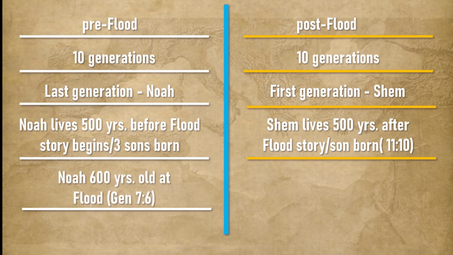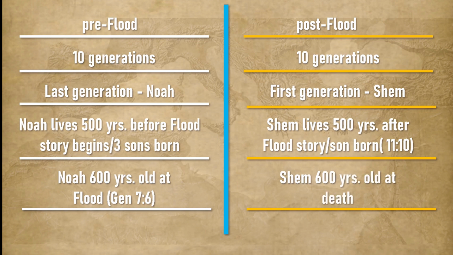Noah is 600 years old at the flood, Genesis 7:6, and Shem is 600 years old when he dies. So you have these two events. You have these two characters in this genealogy, and you have exactly 10 generations. So again, probably a lot of you have seen this coming, but I'm just going to put it up here.